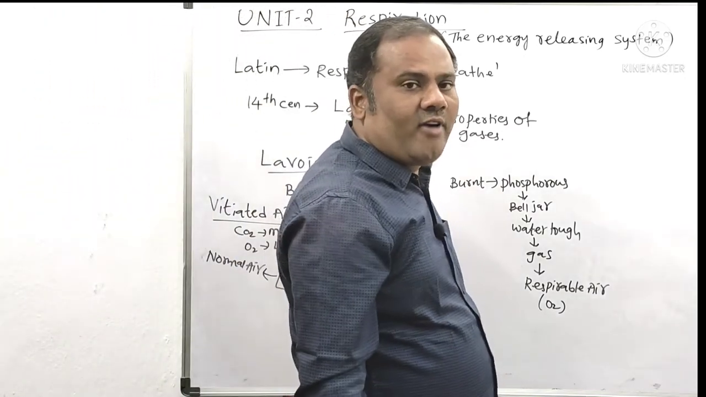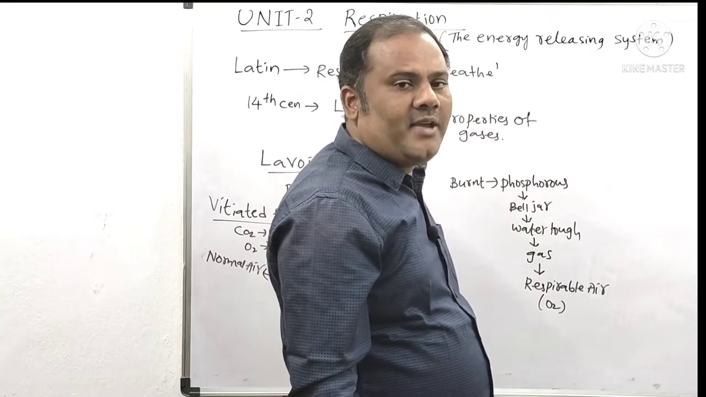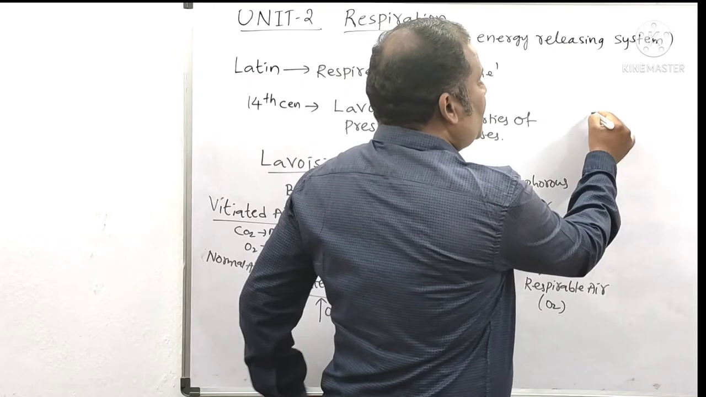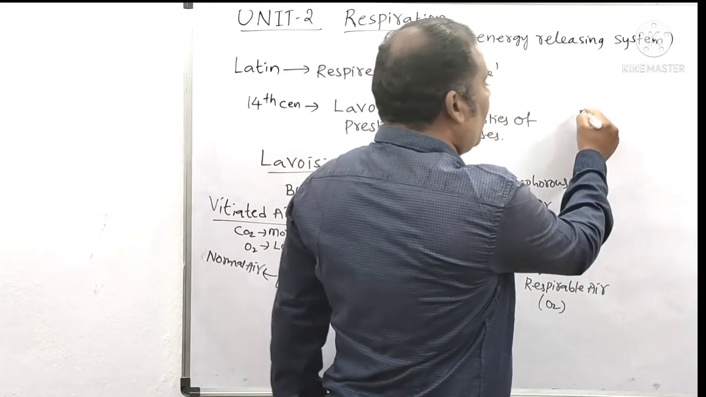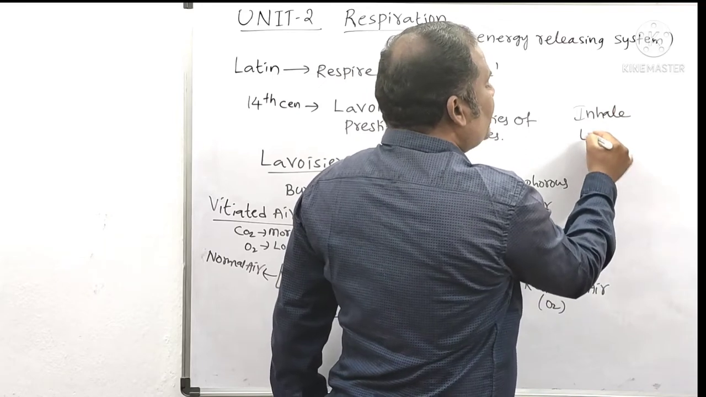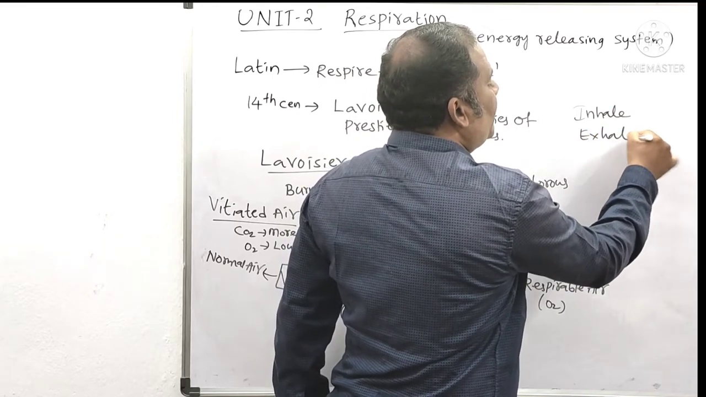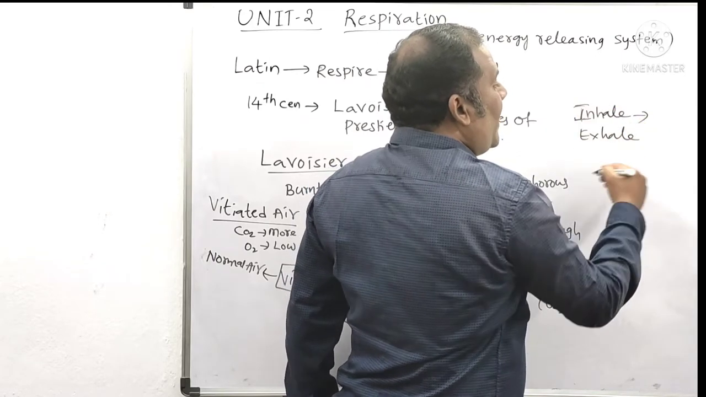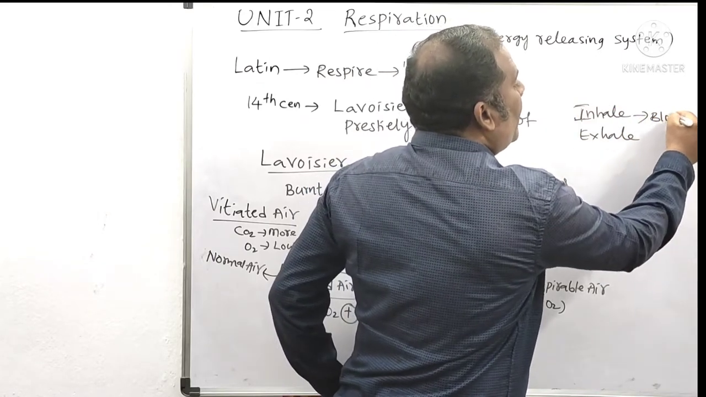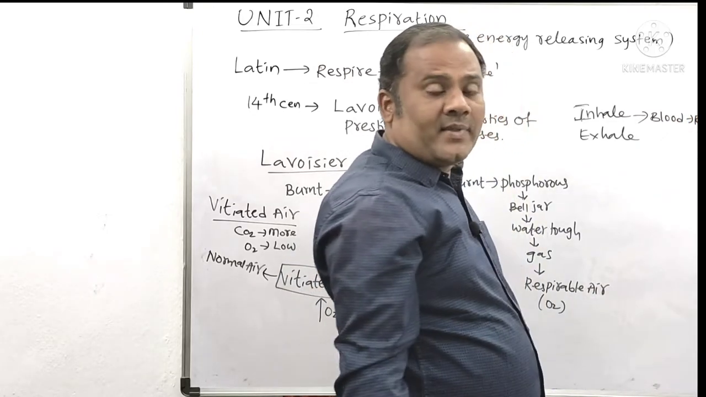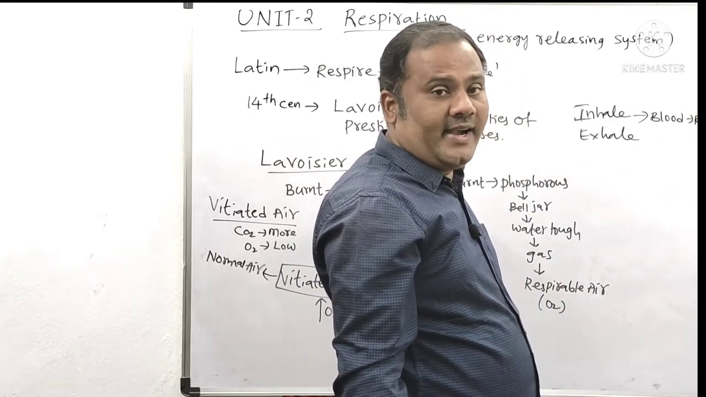While doing this, he came to know another thing. In the process of respiration, two things are involved: the first stage is inhalation, and the second stage is exhalation. Whenever it is inhaling, the blood becomes red in color, a very bright red.